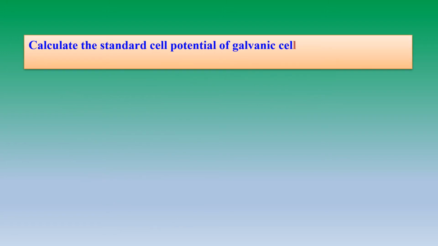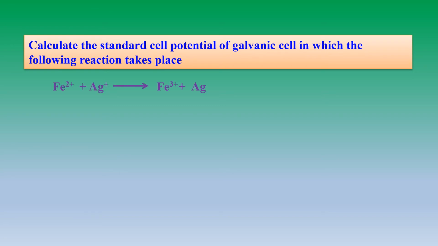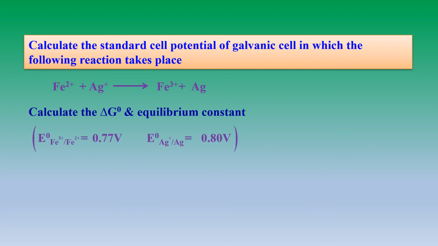Second problem. Calculate the standard cell potential of the galvanic cell in which the following reaction takes place. Fe²⁺ + Ag⁺ gives Fe³⁺ + Ag. Calculate the ΔG° and the equilibrium constant Kc. E° of Fe³⁺/Fe²⁺ is given as 0.77 volt. E° of Ag⁺/Ag is equal to 0.80 volt. Let me consider the solution part.